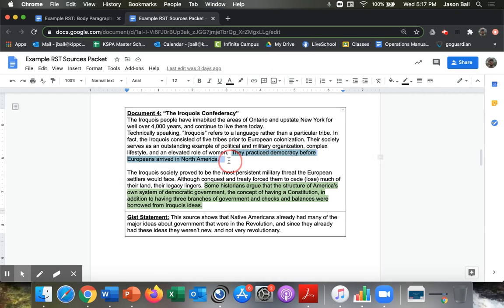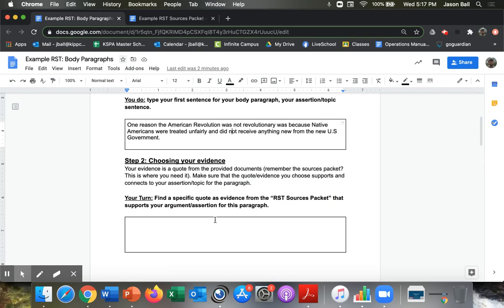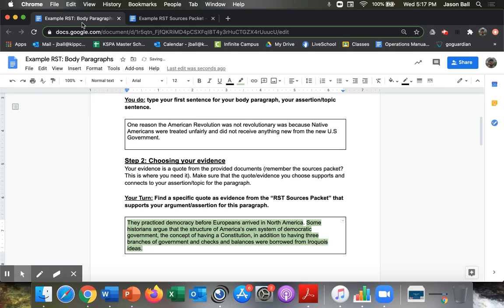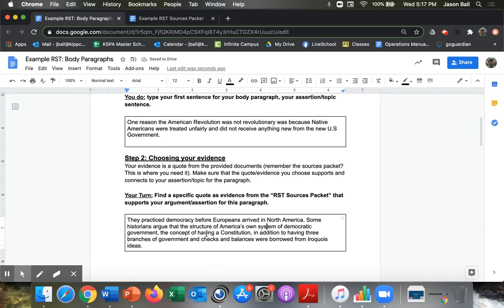So I'm going to copy this here into the box here. And then I'm going to make it one big quote. It's kind of a large quote. You don't have to have one that big. But then, of course, I'm going to make sure to get rid of the actual highlighting. And there I go. I have my assertion and my first piece of evidence.